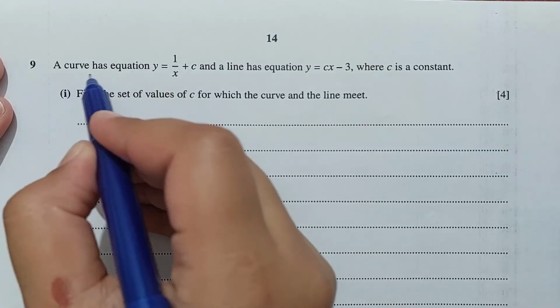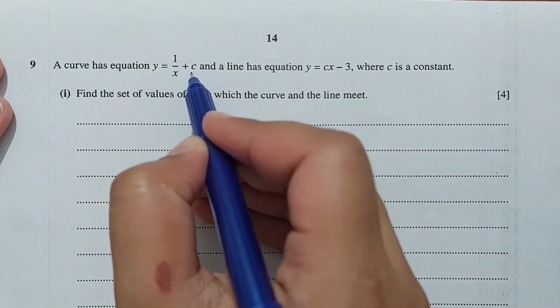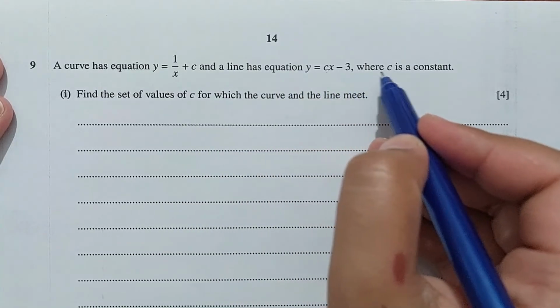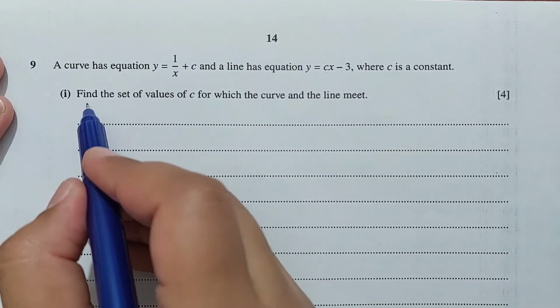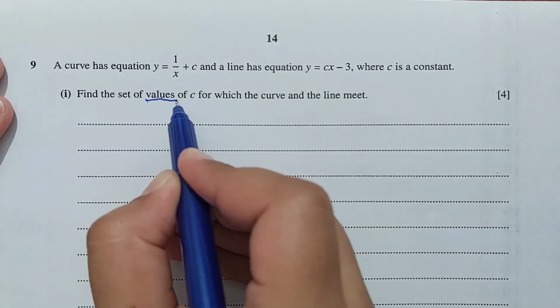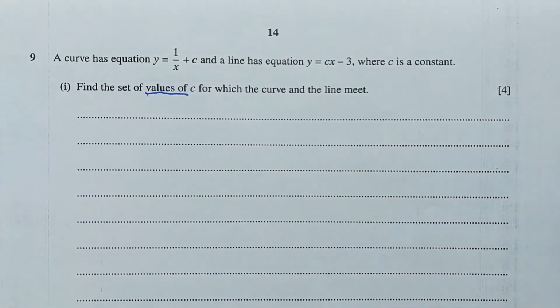Question number 9. A curve has equation y equals 1 over x plus c, and a line has equation y equals cx minus 3, where c is a constant. Number 1, find the set of values of c for which the curve and the line meet.